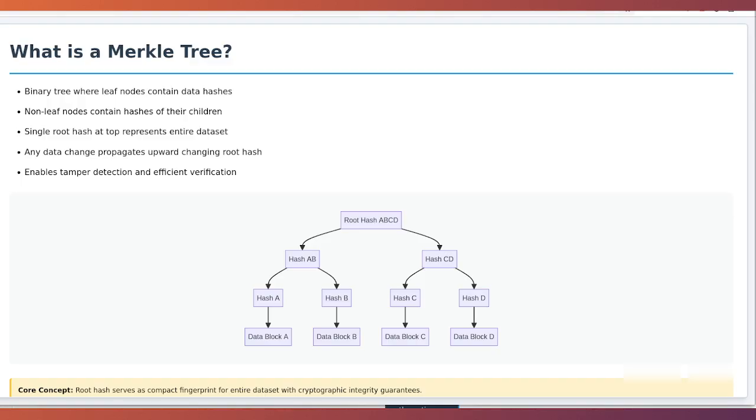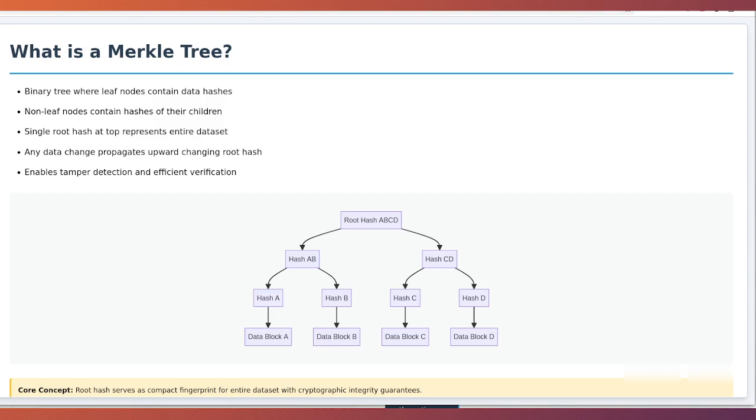The leaves at the bottom represent your actual data, and as you move up the tree, each parent node summarizes its children through hashing. At the very top of the tree is a single hash, called the Merkle root or root hash. This hash value represents all the data in the entire tree. It's like a fingerprint for your entire dataset.